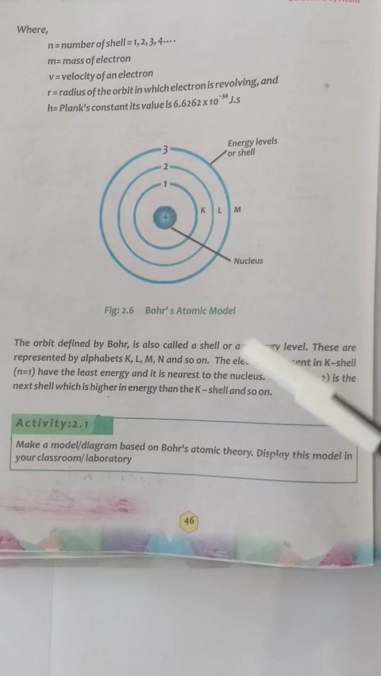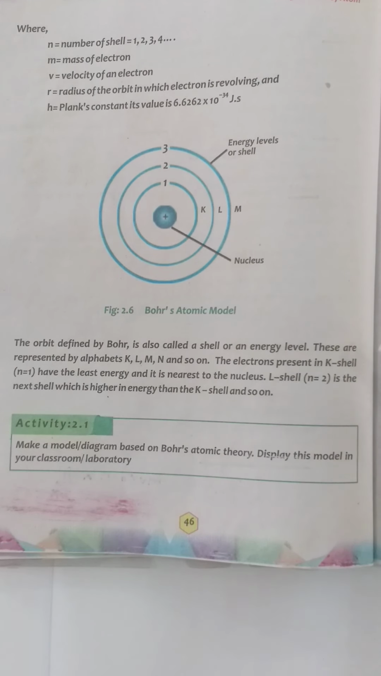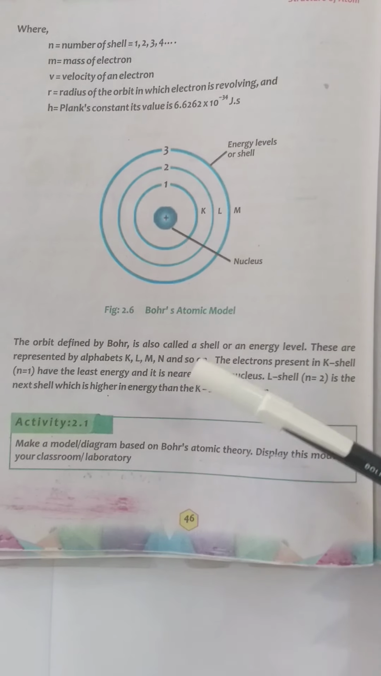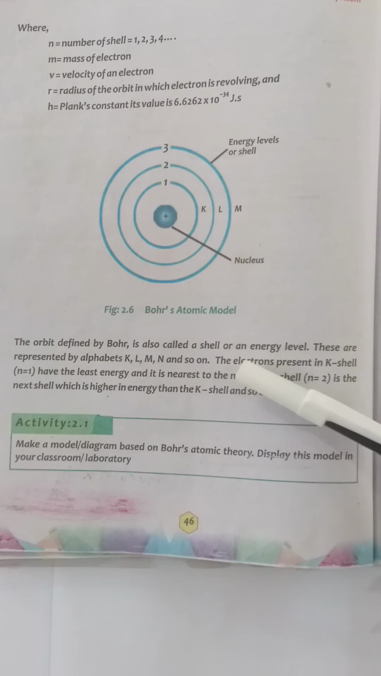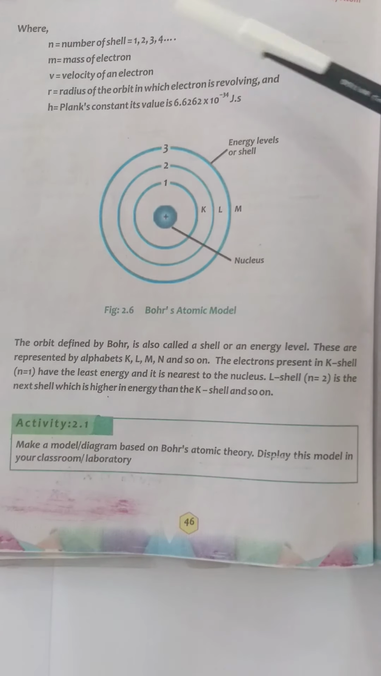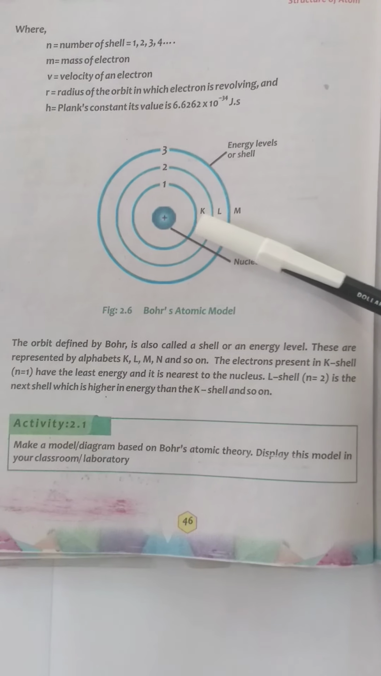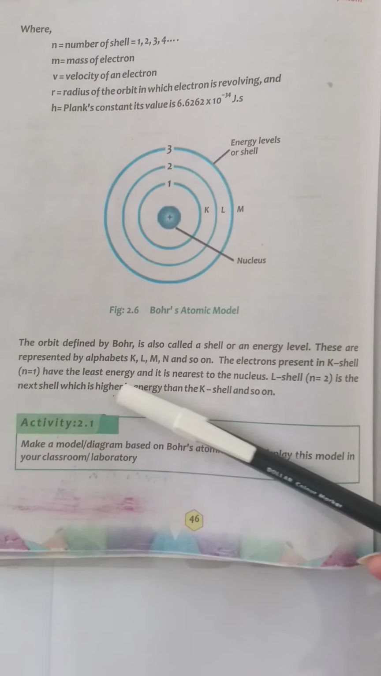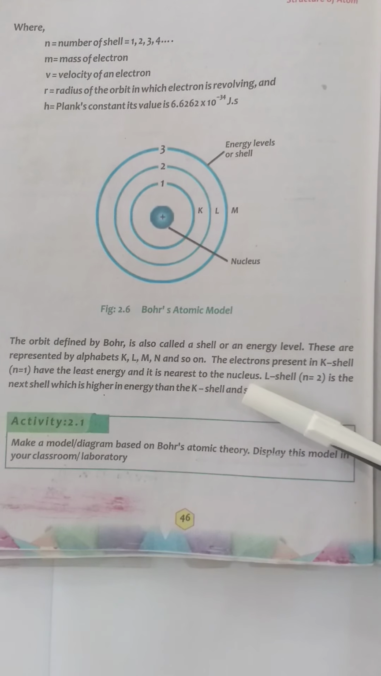You already read it in the first postulate. These are represented by the alphabets K, L, M, N and so on. These are the names of these orbits. The electrons present in K shell, N is equal to 1, as N is the number of shell. If you are talking about the K shell, that is the first shell, it has the least energy and it is nearest to the nucleus.